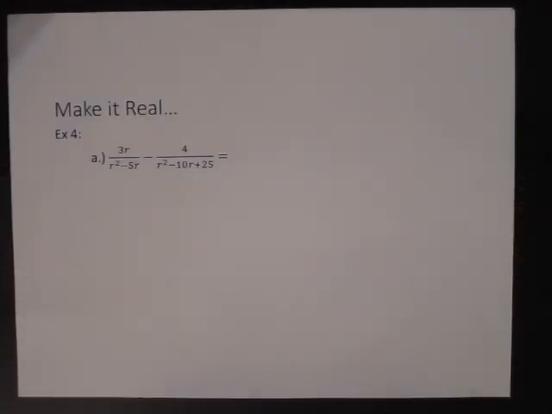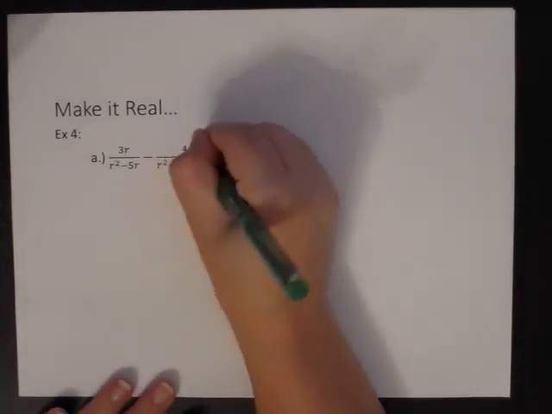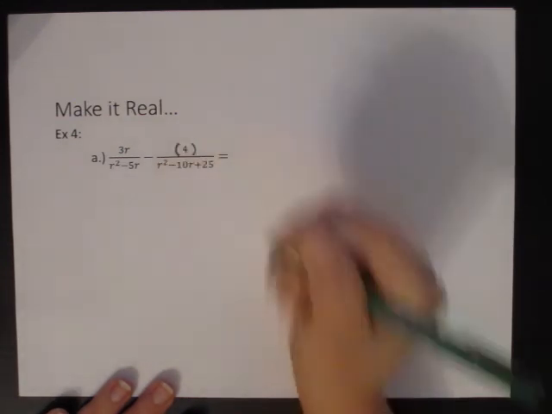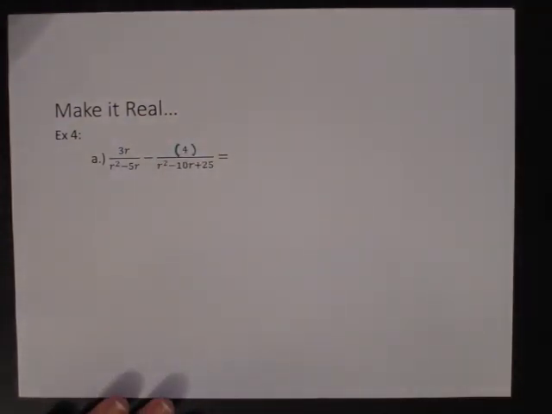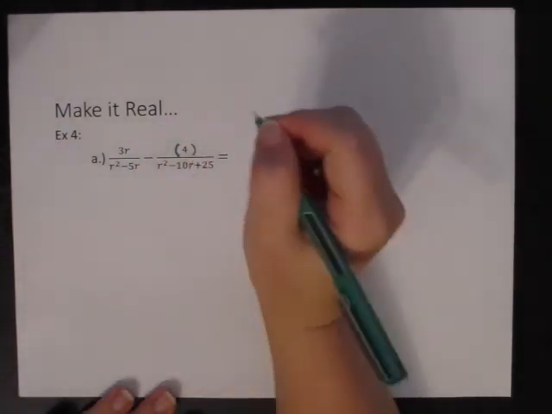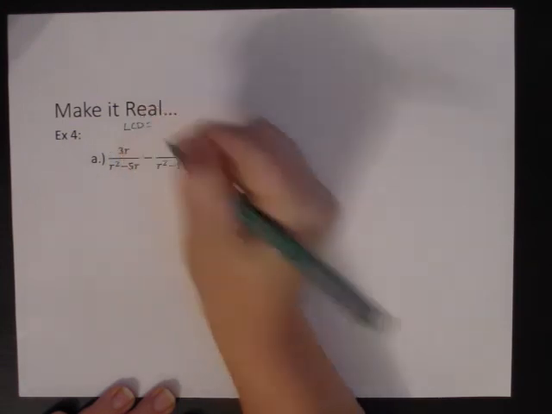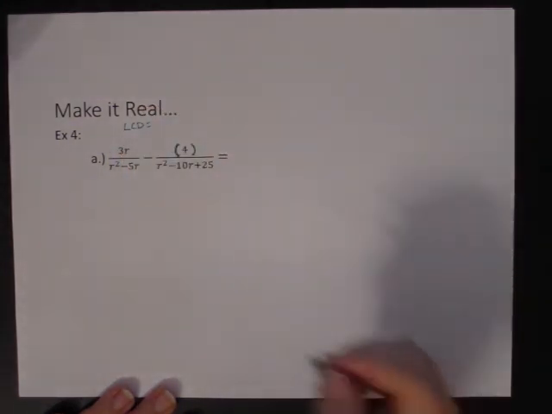If I have 3r over r squared minus 5r, minus 4 over r squared minus 10r plus 25. The first thing that I see is I have a subtraction problem. So whatever my second numerator is, I'm going to put parentheses around it. Next thing I notice is my denominators are not the same, so I need an LCD. In order to do this, first thing I have to do is factor.